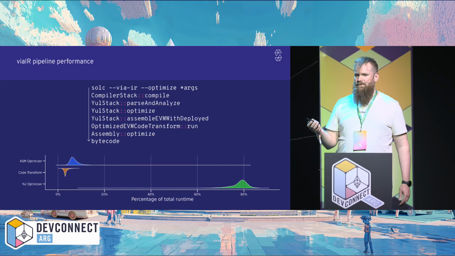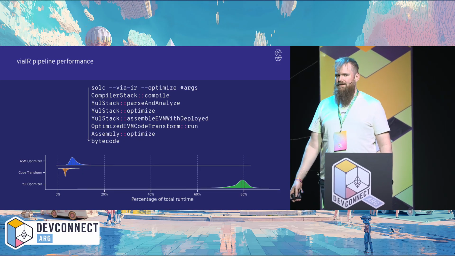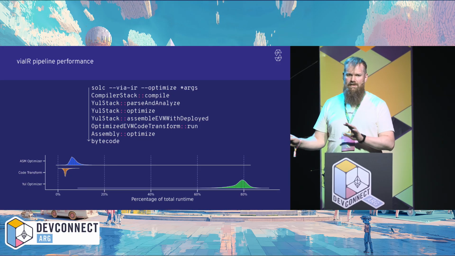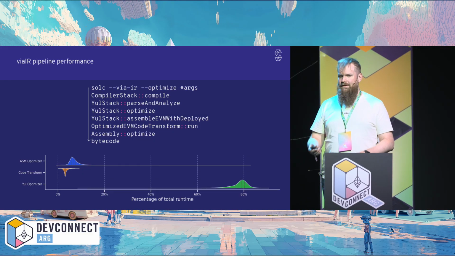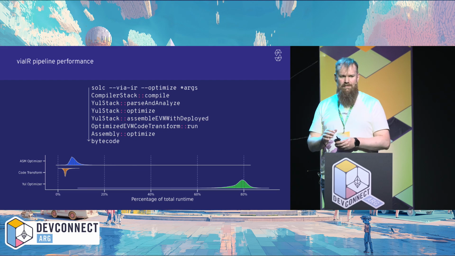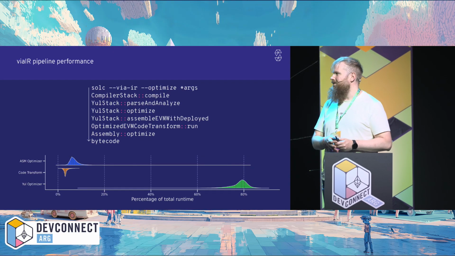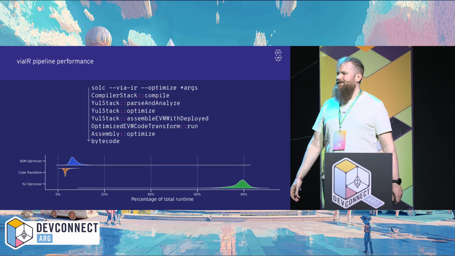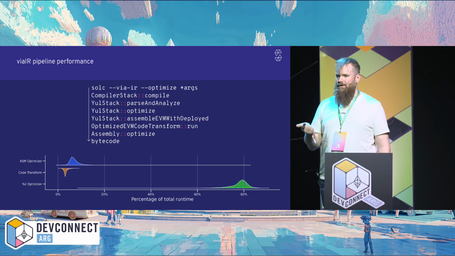And to dig deep, we have to look at what SOC actually does. If you invoke SOC, and let's ignore the standard JSON stuff for a second, but just use the ordinary CLI, then we can do SOC --viaIR. So we will take Solidity code, transform it to Yul, and then --optimize. So there's going to be a Yul optimizer, and then we have maybe a couple more arguments, which I just denoted as star args. And then what happens with these sources is they go into what we call the compiler stack. It will produce Yul, and go into the Yul stack.